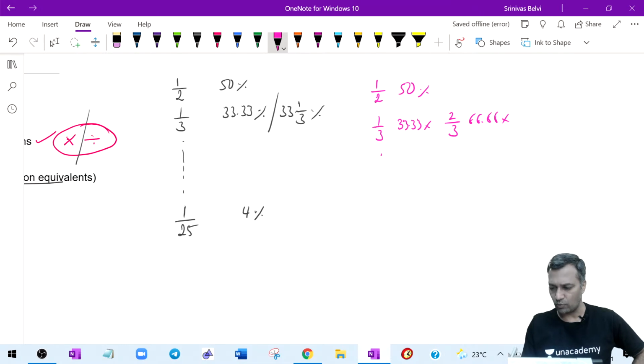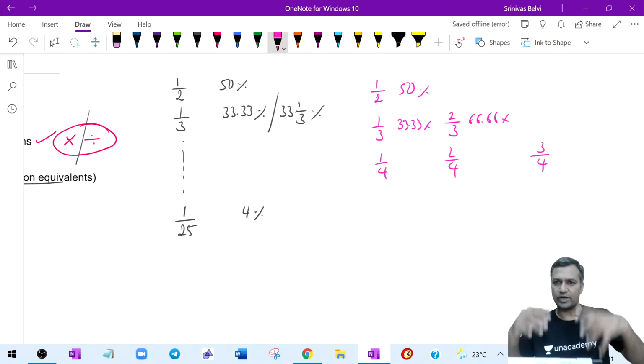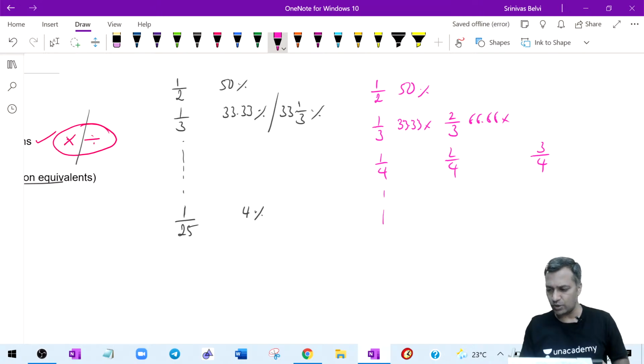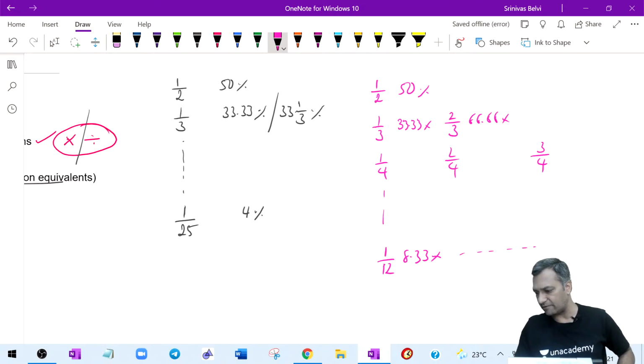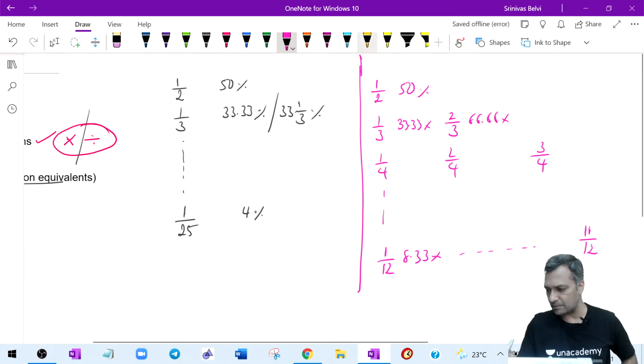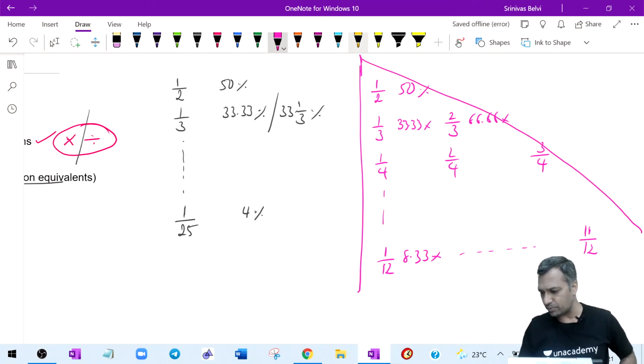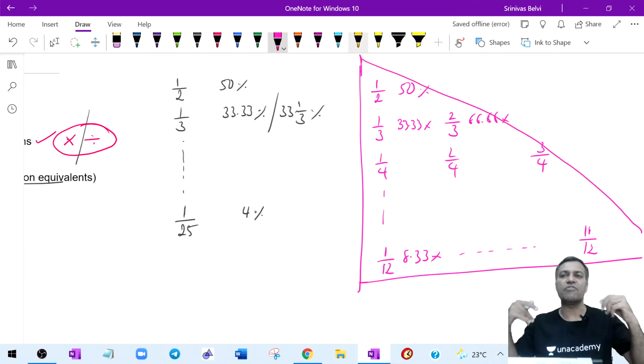Likewise, you learn all of them now: 1 by 4, 2 by 4, 3 by 4. That is 25, 50, 75. Likewise, you learn up to the 1 by 12 series, which is 8.33%, and you go up to 11 by 12. This definitely helps in cracking percentage, profit and loss, and simple and compound interest questions a little faster and better.